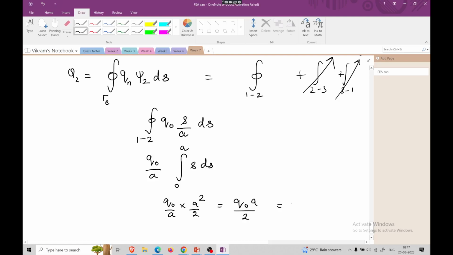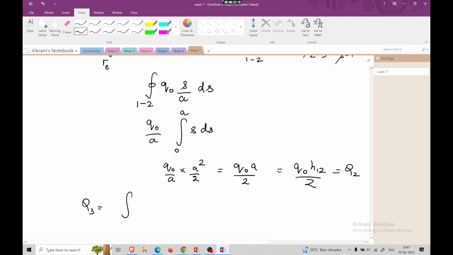My Q3 will be the integral along the boundary of Qn into psi 3 into ds. My psi 3 is 0. We just derived here, right? This value of psi 3 is 0. So I'll box the psi 1 and psi 2. Psi 2 is s by a, we just calculated. Psi 3 was 0. So this q term will be 0. So Q3 will be 0.